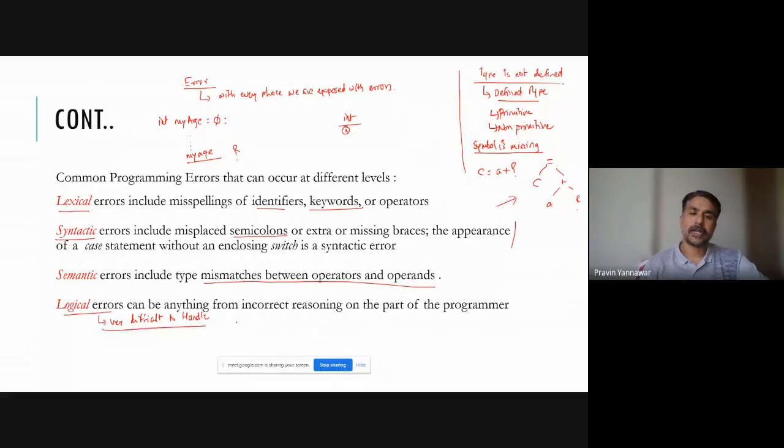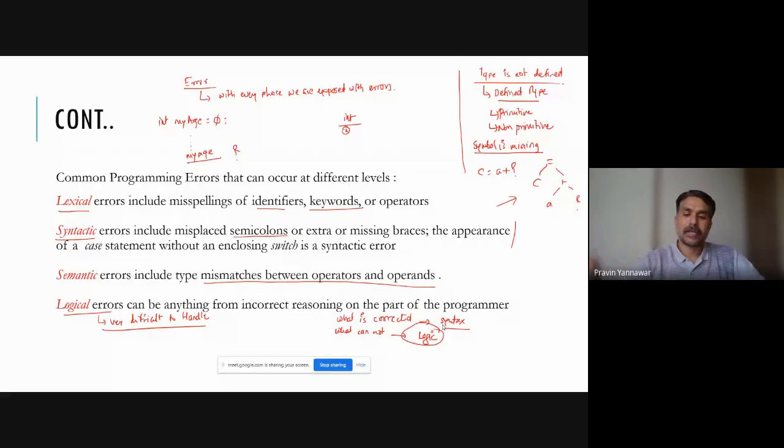So what is corrected? On the contrary, if you ask me what is corrected, I can tell you syntax, and what cannot be corrected, that is logic. Okay, so logic cannot be corrected, but syntax can be corrected. So this is really very important as far as the errors are being considered.